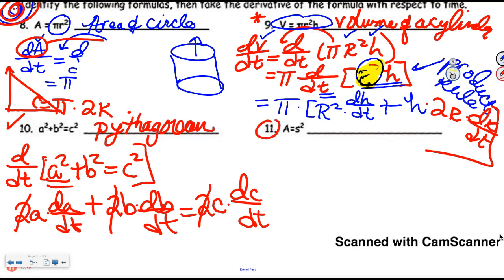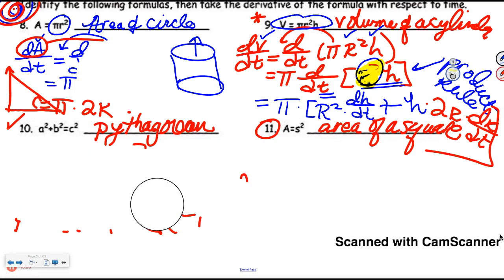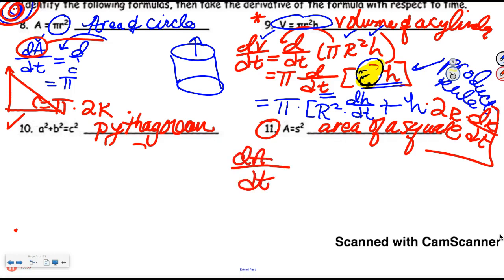Isn't this exciting? Number 11 would be the area of a square. As the side of a square grows, so does its area. As the side of a square grows, so does its perimeter. So those are called related rates. The rate that the area changes with respect to time will be equal to the rate that the area formula changes with respect to time.